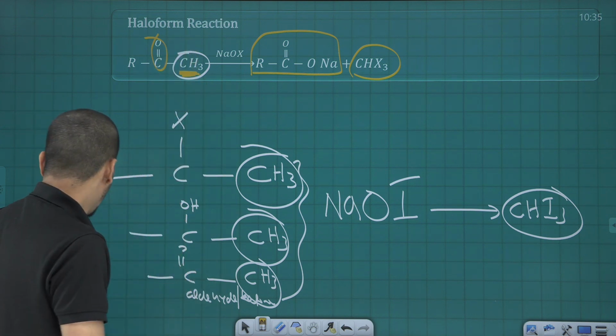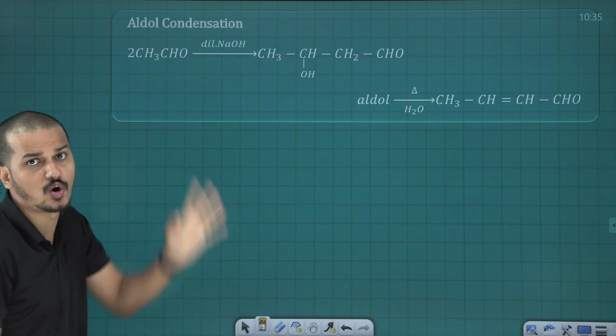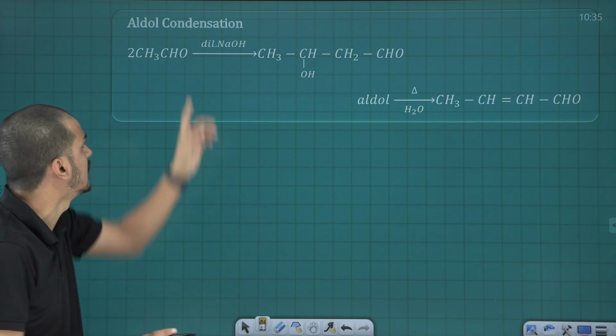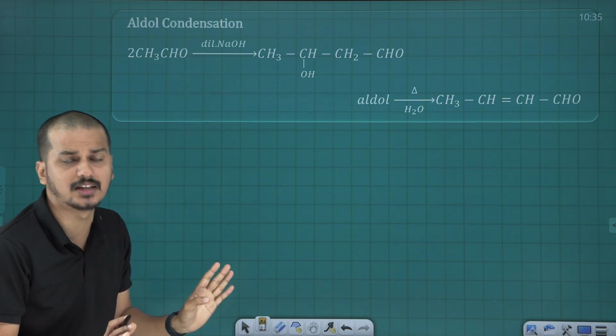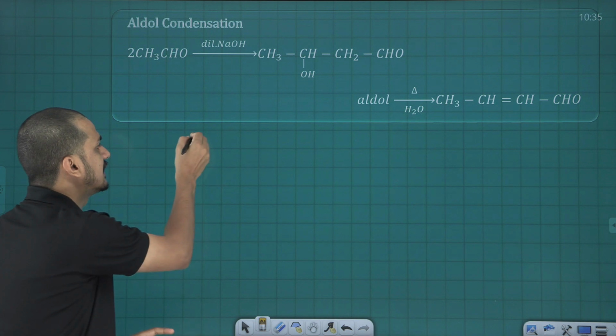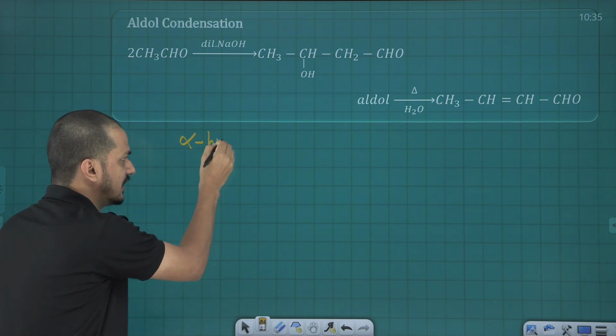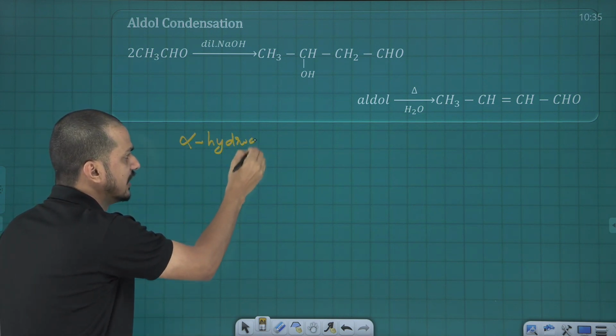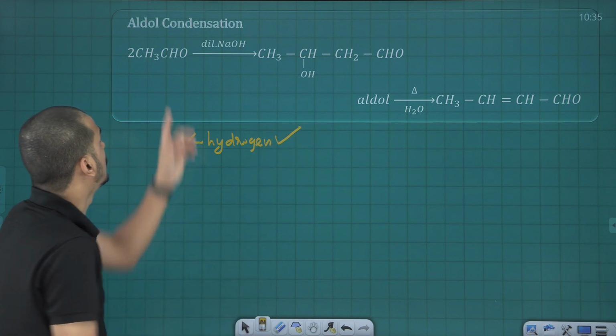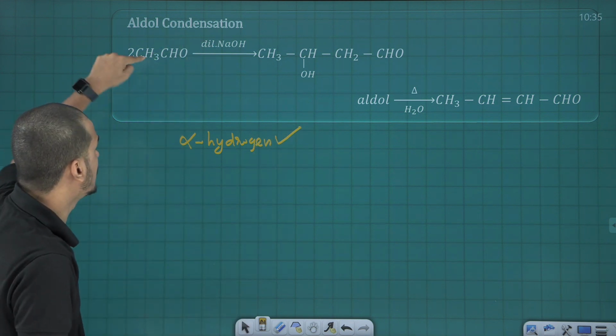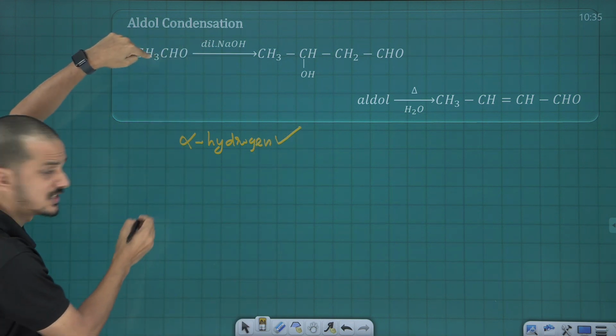Clear? Ready? Next one, again we have to look at aldol condensation. This is also a very important reaction. This aldol condensation reaction is given by an aldehyde or ketone that contains alpha hydrogen. Only a compound that contains alpha hydrogen will give what? Aldol condensation. See, here we took the example CH3CHO.